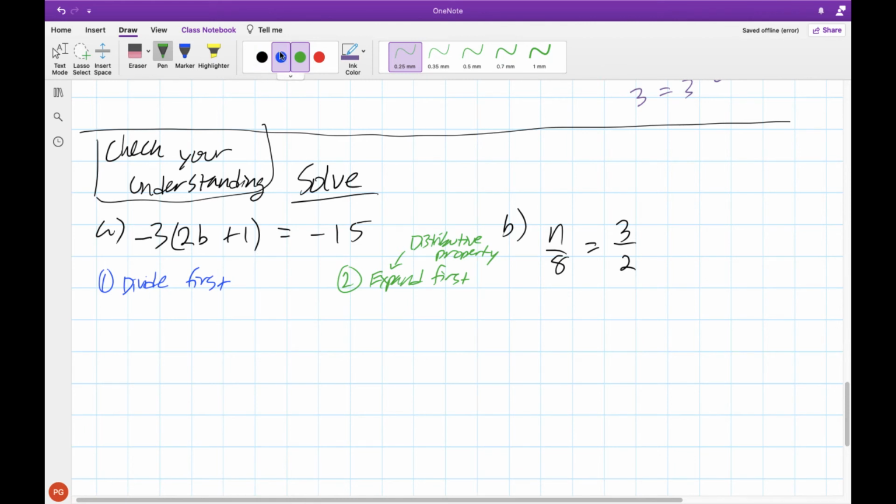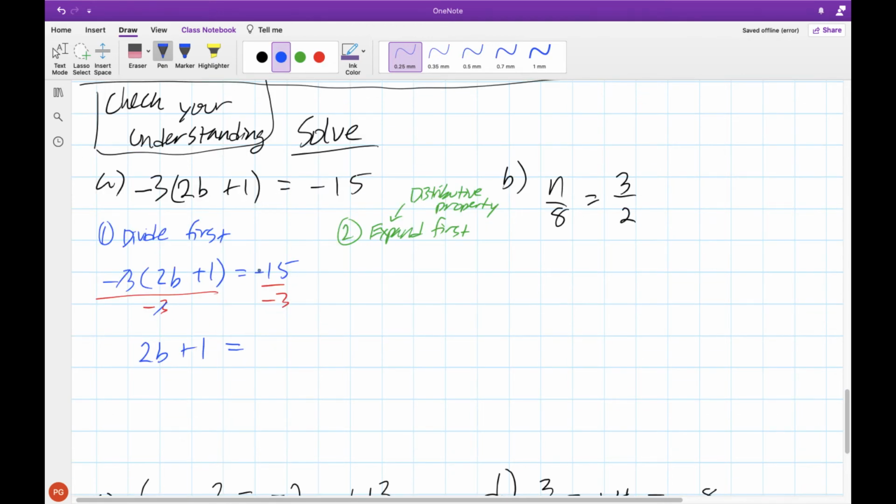If we divide first, that means that we would take this equation right here, and we're going to divide both sides by -3. 2b plus 1, and then negative over negative gives us positive 5. Now we can subtract 1 from both sides. We would get our answer of 2b equals 4. We can divide both sides by 2, and we would get our answer of b equals 2.